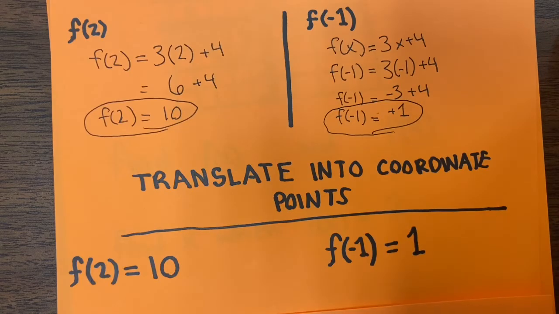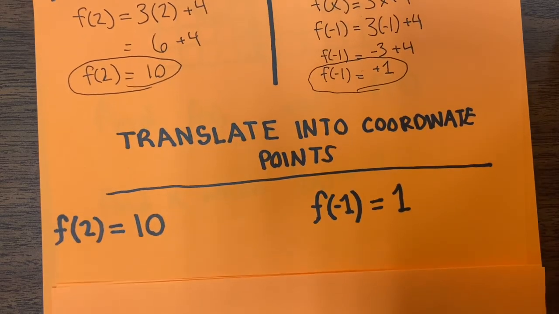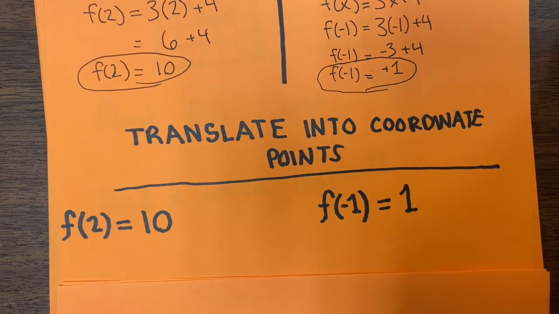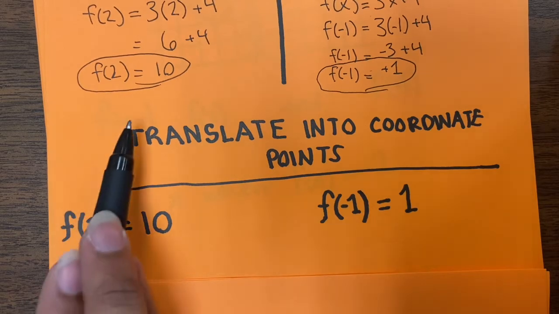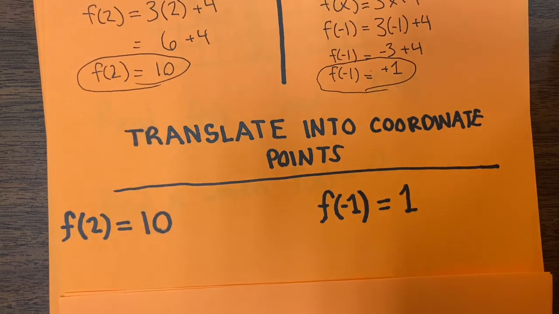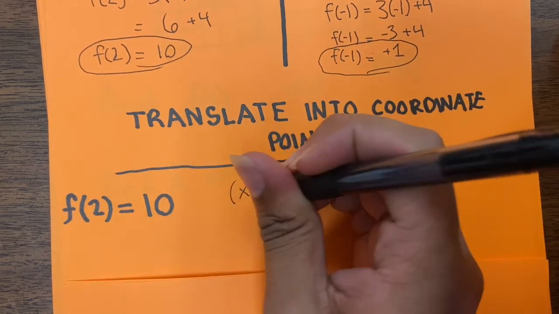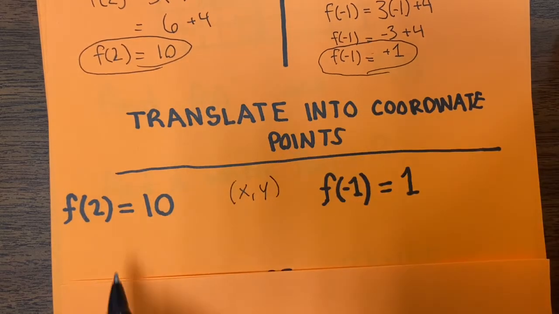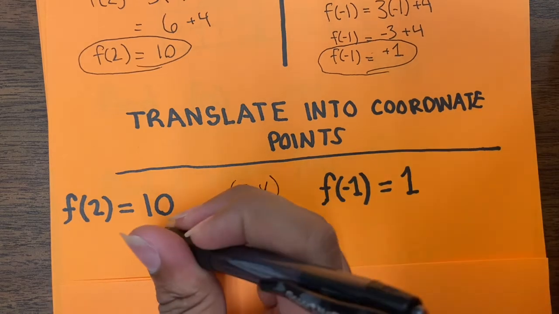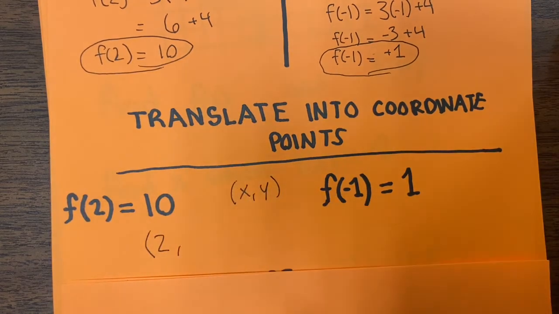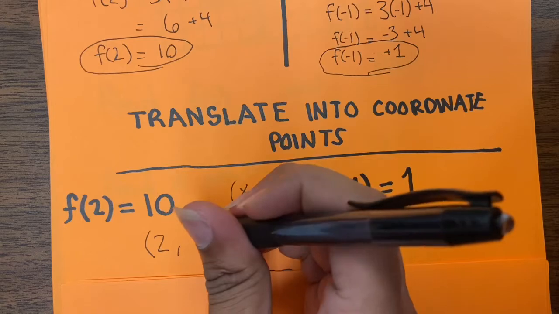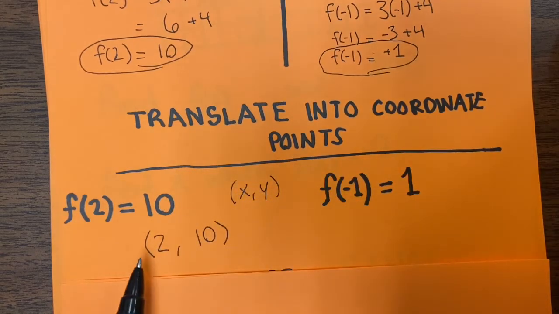The next skill we're going to learn is how to translate that into coordinate points. So basically, this gives you the x, and we already know what the y is. So we're going to write it as a coordinate point, which, as you remember, is x, comma, y. So our x value is 2, and our y value is 10. So our domain is 2, and our range is 10.